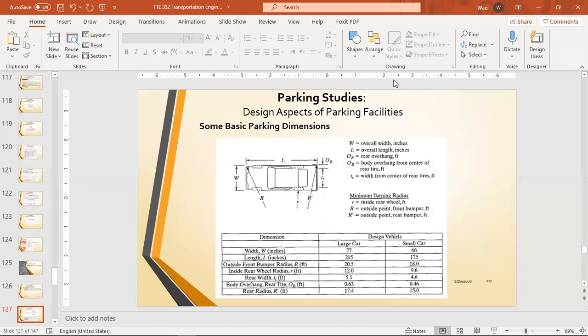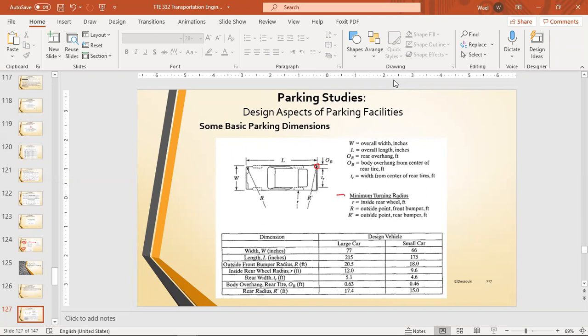One key aspect is some basic parking dimensions, which is basically the vehicle dimensions. W is the overall width in inches, and L is the overall length in inches. OR is the rear overhang, which is this part. OB is the body overhang, from the center of the rear tire. TF is the width from center to center of the rear tires, so that's the wheel track of the vehicle.